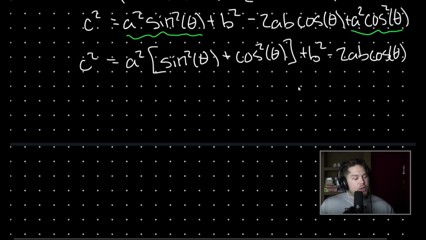Now, this is a trigonometric identity. Sine squared theta plus cosine squared theta is equal to 1. So this all cancels out. This goes away. Let me quickly prove it to you guys that this is equal to 1.